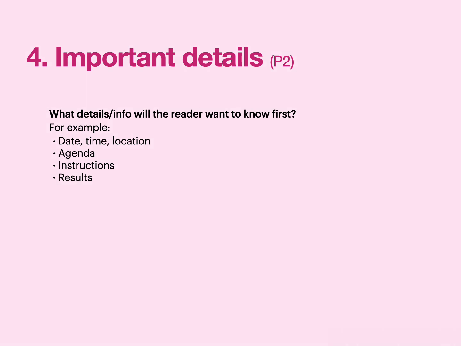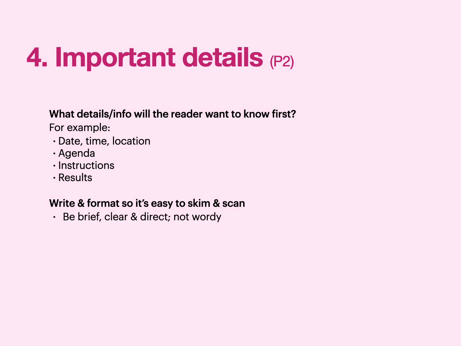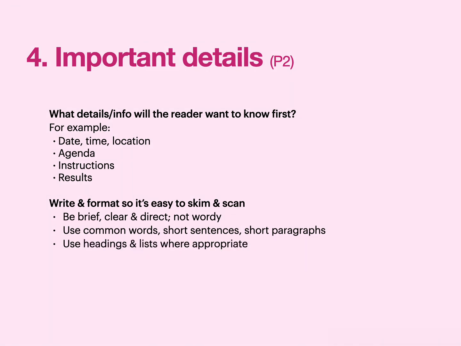And you always want in paragraph 2, in all your paragraphs, to write and format them so that they're easy to skim and scan. Make it brief, clear, and direct. Avoid wordiness. Delete any word that's not doing something, that's not providing information. Use common words, short sentences, and short paragraphs. If you're using AI to help you write emails, double check them because AI tends to be quite impersonal and use kind of pompous words.